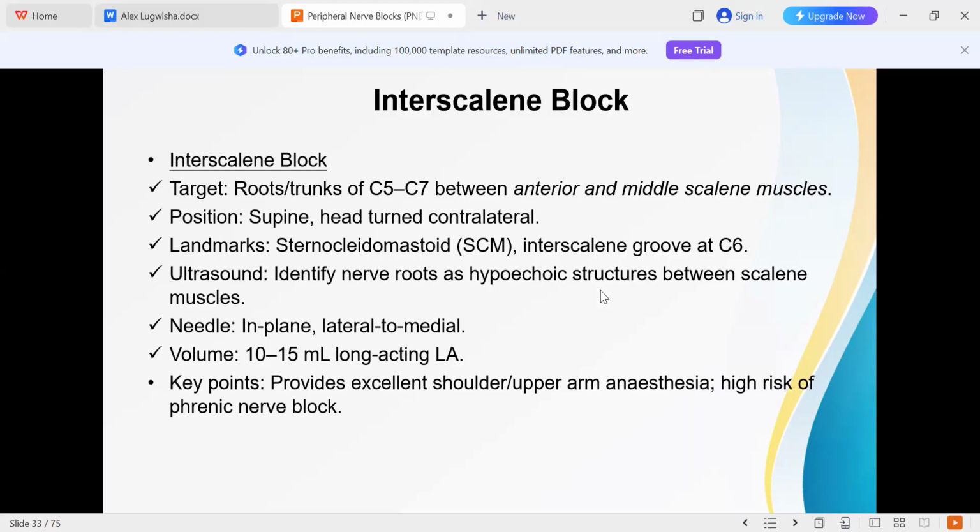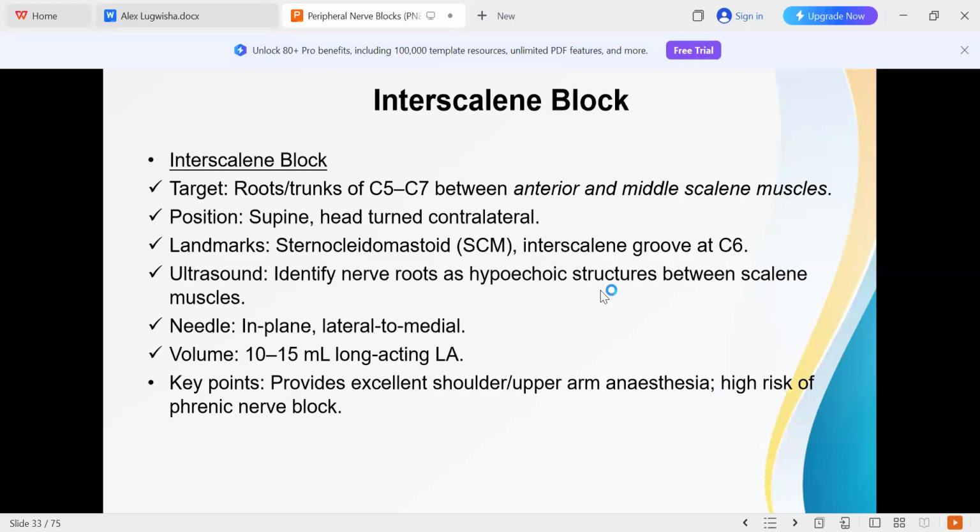So you position your patient supine with the head turned to the other side. You want to locate the sternocleidomastoid muscle and the interscalene groove at the sixth cervical vertebra. If you're using an ultrasound, which is better, you want to identify the nerve roots between the scalene muscles. You use the in-plane technique, and after you identify them, you want to deposit 10 to 15 mL of long-acting local anesthetic agent.